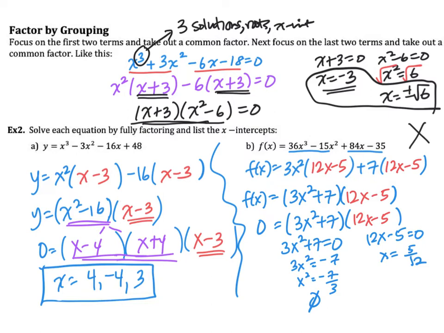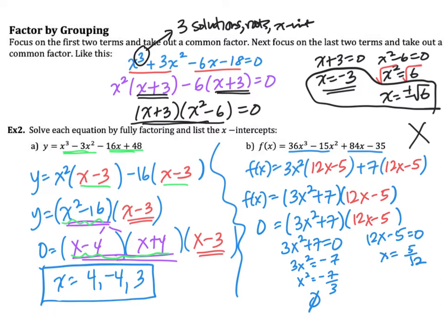Okay, so letter A, you should have gotten zeros of 4, negative 4, and 3. How did I do that? Well, I grouped the first 2 and the last 2. I factored out an x squared to get x minus 3. I factored out negative 16 to get x minus 3. Then x squared minus 16 was the difference of squares, so I factored that into x minus 4 times x plus 4, to give me 3 zeros of positive 4, negative 4, and positive 3.